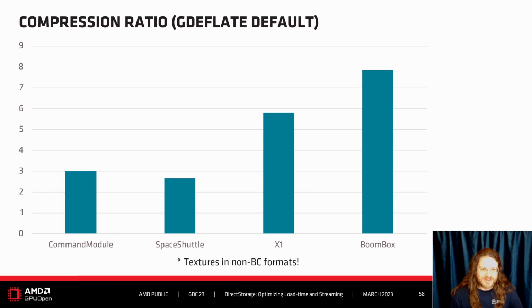But it's important to note that these textures were not in BC formats, or block compressed formats, and so your compression ratio may be lower if you use BC formats. However, the advantage from using data compression or GDFlate compression is not necessarily defeated. It may not be as great.